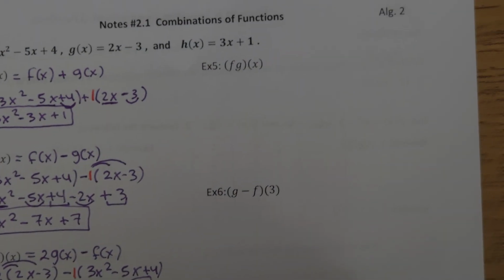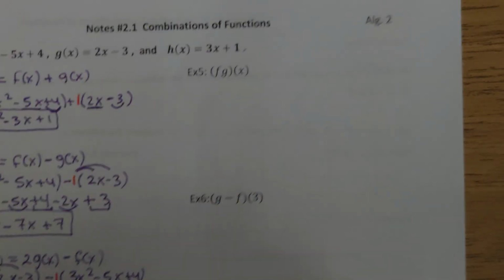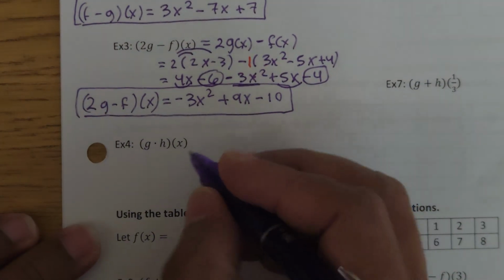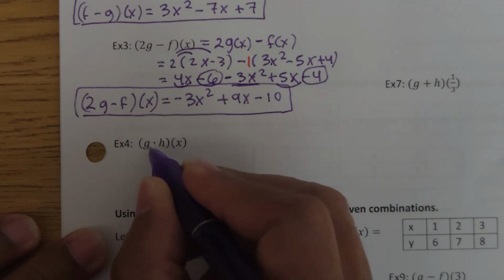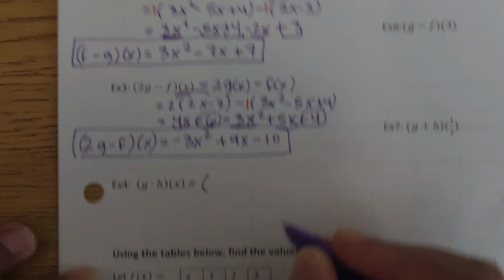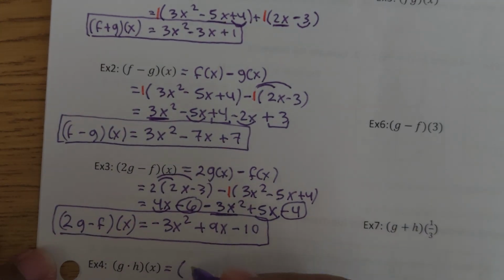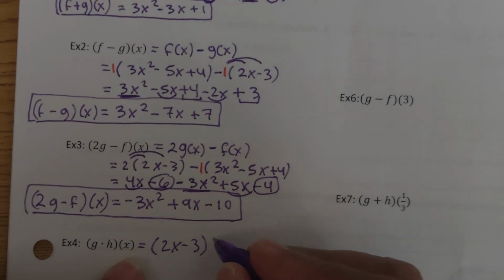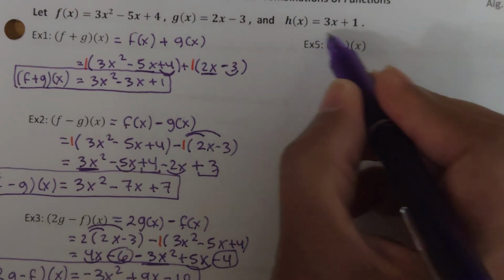And let's move on to example number 5. I'm sorry, number 4. So for number 4, the difference is instead of adding or subtracting, we're multiplying. So then the function g again is coming from here, 2x minus 3. So I'm going to copy that down. And the function h, which we haven't used yet, we're going to use it now, is 3x plus 1.